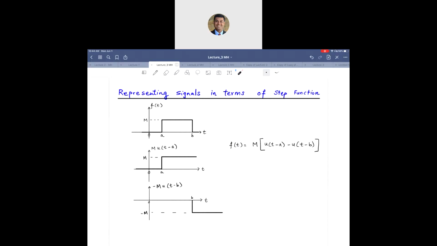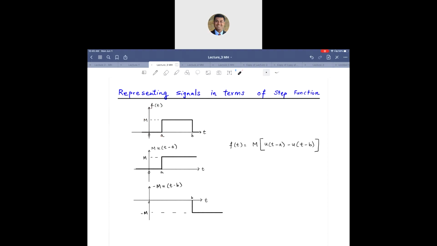Now, how do you represent signals in terms of step functions? I want to deal with it in a very generic sense. So I'm going to start with an arbitrary function of time, f of t. My horizontal axis is time. My vertical axis is f of t, the function of time. I have over here a pulse-looking waveform. The pulse is turned on at time a, and the pulse turns off at b. So it's 0 for time less than a and greater than b, and it has a value of m, some real number, between time a and b. At a, there is a discontinuity. At b, there is another discontinuity.